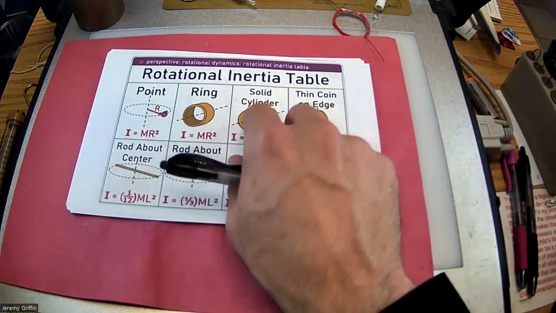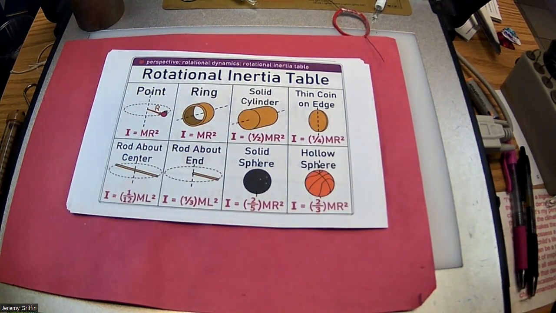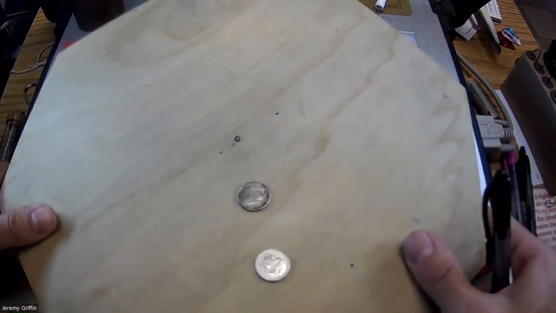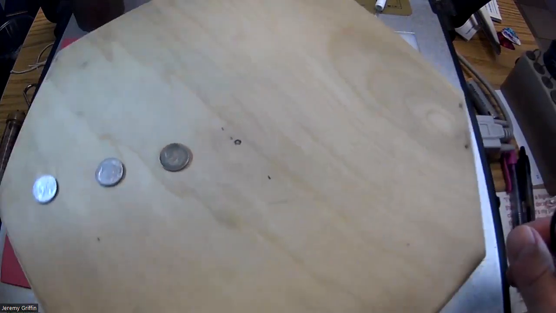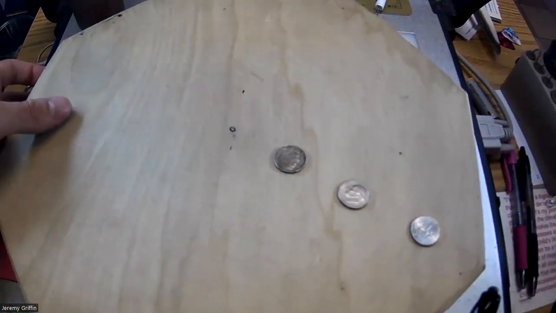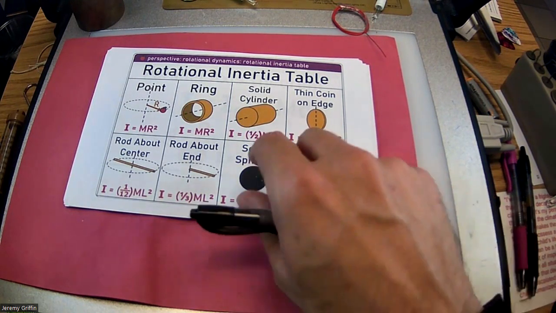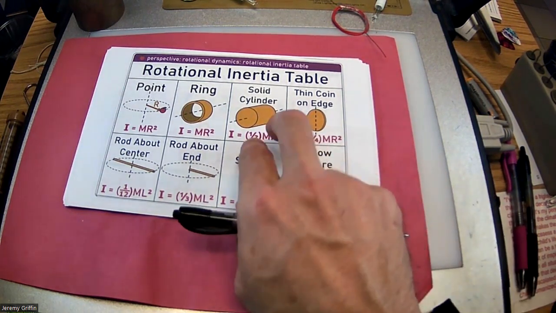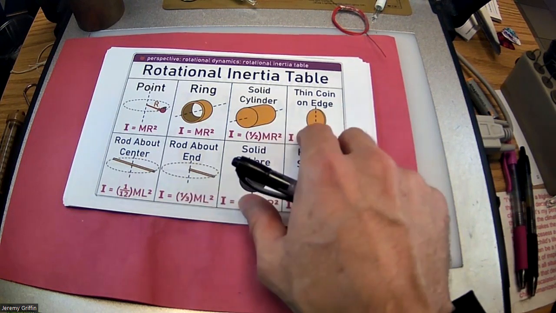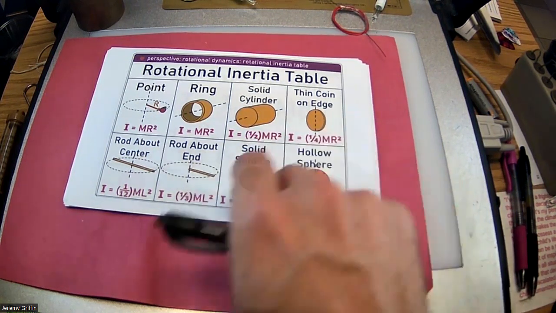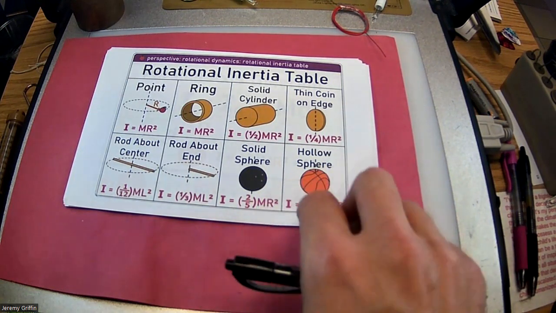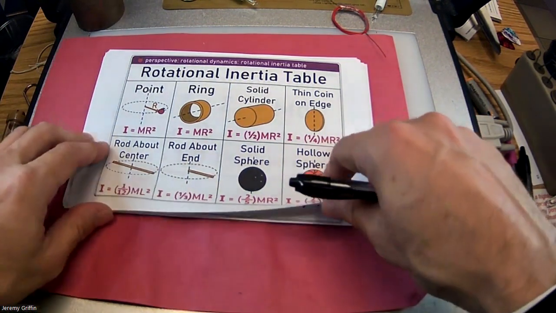Now, if some of the mass is distributed closer to the center, like the solid cylinder, which looks pretty close to this turntable, then it's going to be less than mr squared. So it ends up being 1/2 mr squared. A coin spinning about its edge is pretty close to that. You've got these other values too. You guys good there?